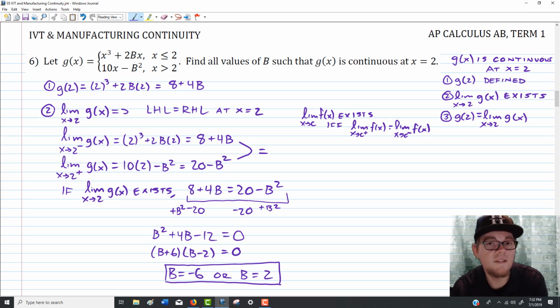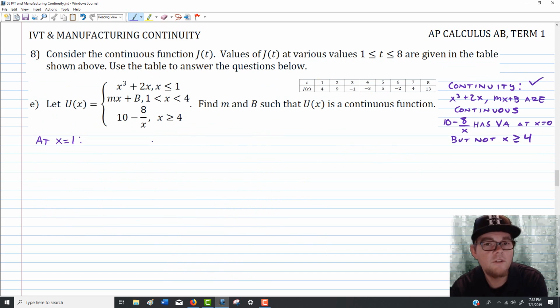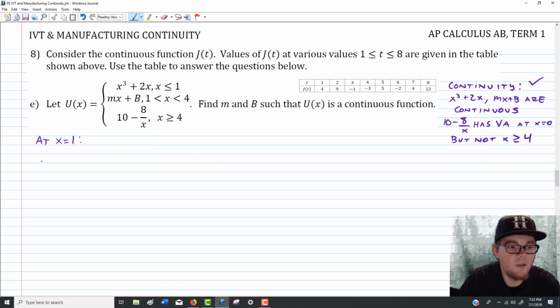In truth, the limit is the difficult portion of this problem. So for this case, I'm not going to do the first step. I'm just going to focus on the limit existing at both x equals 1, the first boundary, and x equals 4, the second boundary. So bear with me as I jump in.